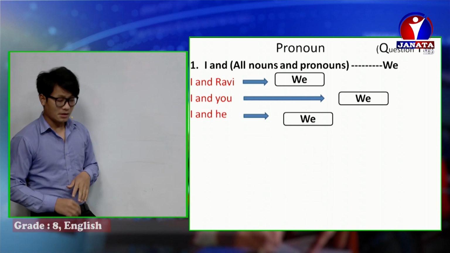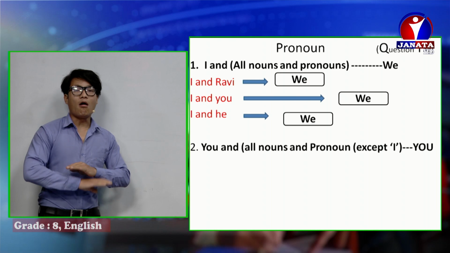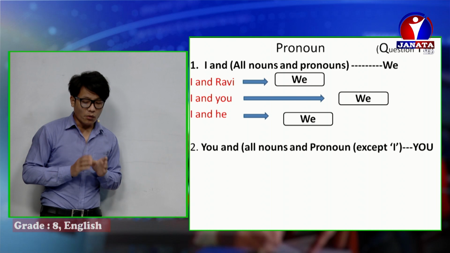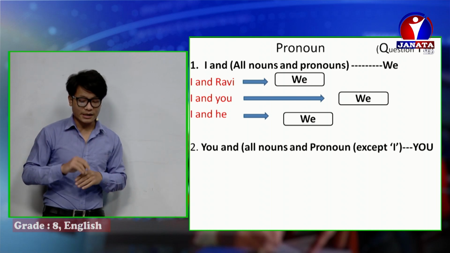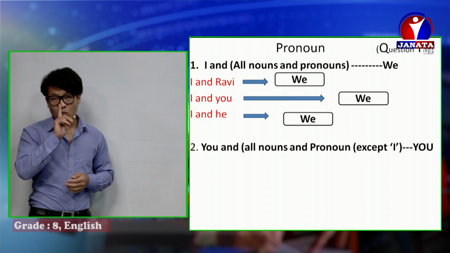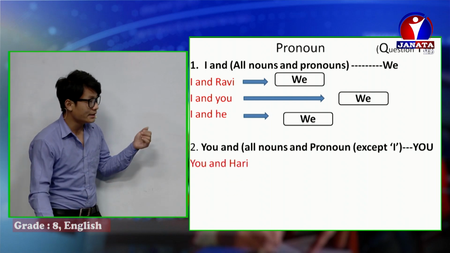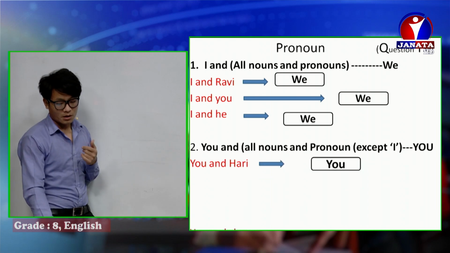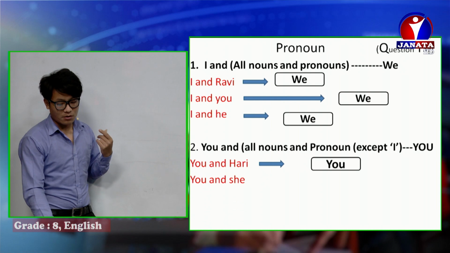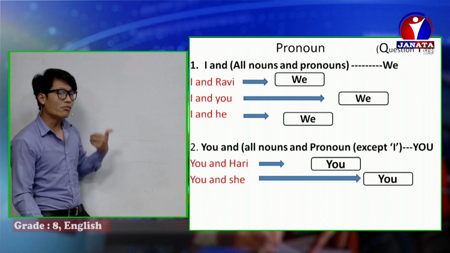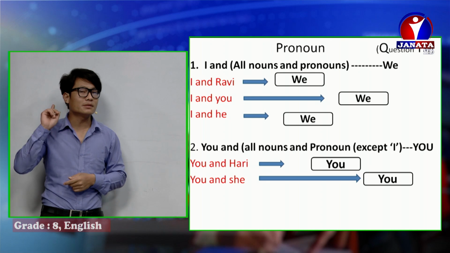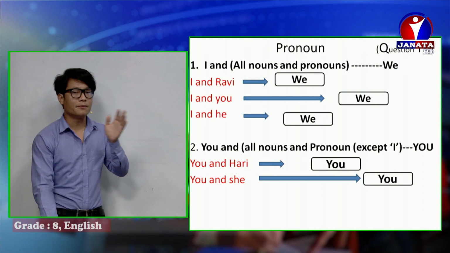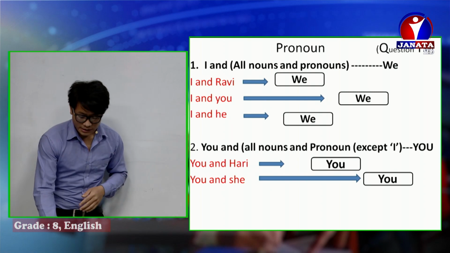Next is you and all nouns and pronouns except the I pronoun. You and all nouns and pronouns except I become you pronoun. So you can see in the slide also, you and Hori, and its pronoun is you. You and she, its pronoun is you. But if you write you and I, then the pronoun becomes we. That's why except I, all nouns and pronouns become the you pronoun.